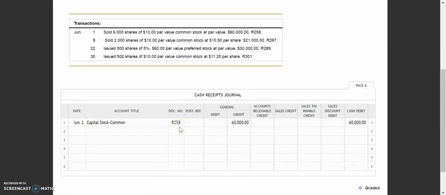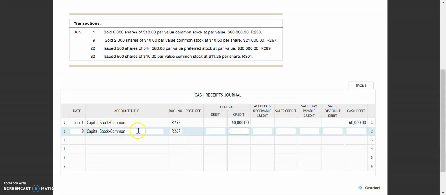So let's look at June 9th, which says that we sold 2,000 shares of $10 par value common stock at $10.50 per share for 21,000. So in this instance, because we're selling it for $10.50 instead of the par value, we're going to have an excess that needs to be recorded this time. So we're going to go down here and put in the 9th. We don't need the month because it's already up there. And so let's record our capital stock common first. And our document number is 267.